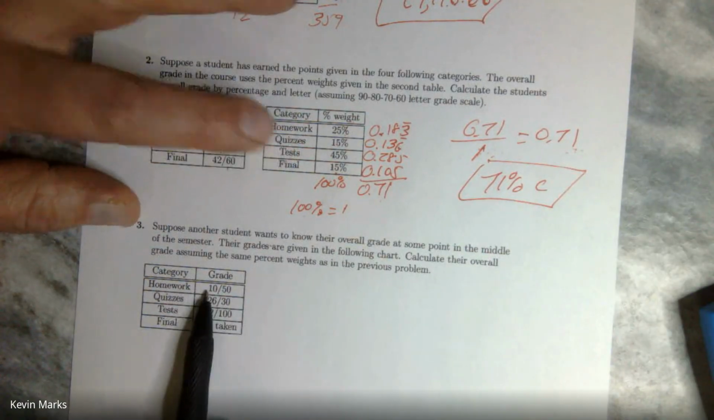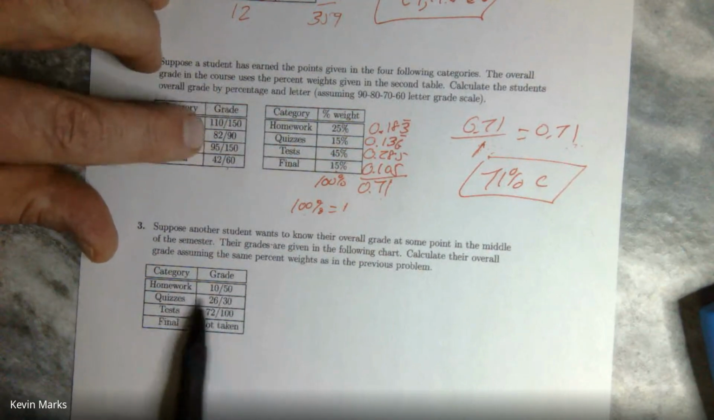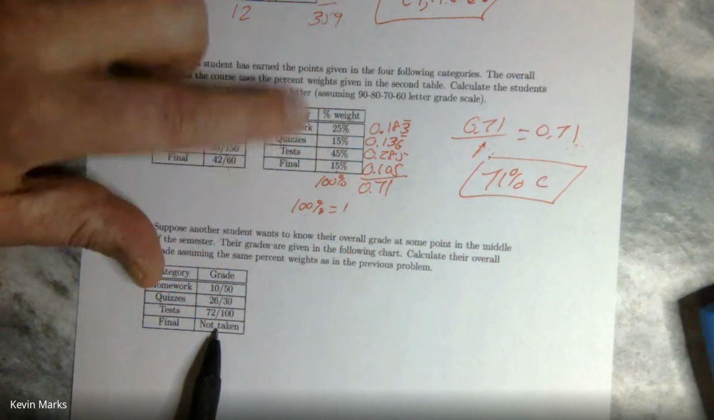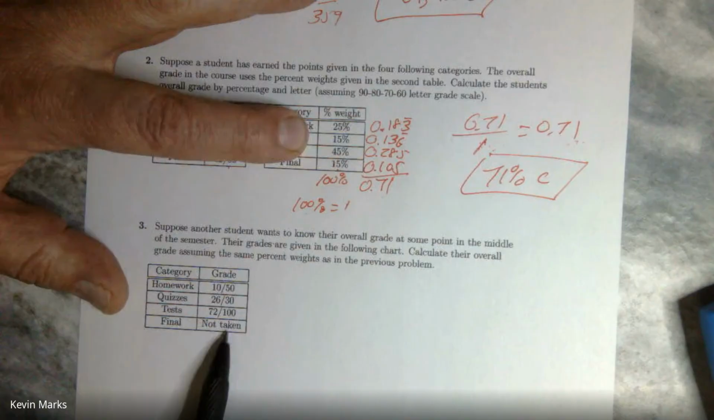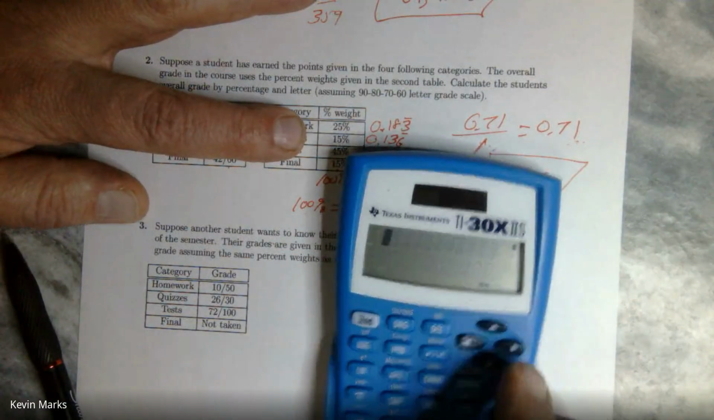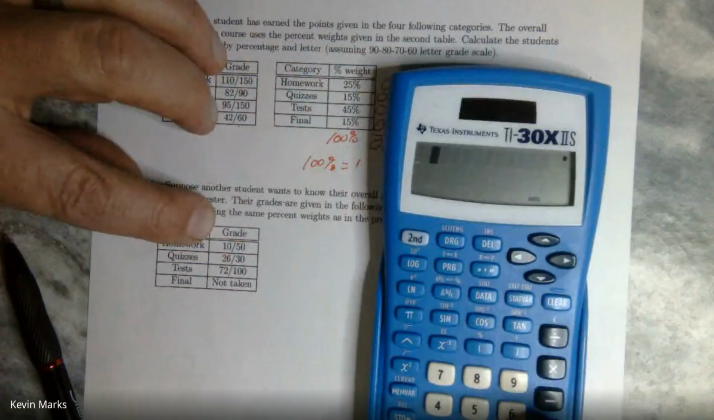So now this person, it's a different homework grade, a different quiz grade, a different test grade. They didn't even take the final yet. We're using these same weights, right? But here, the biggest difference is they did not take the final, okay? And that's what the difference is going to be here. Okay, so we can do the same basic idea.